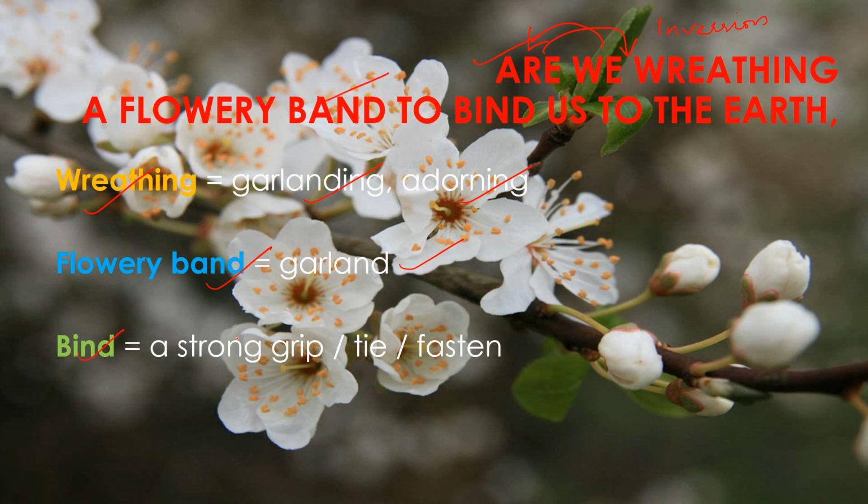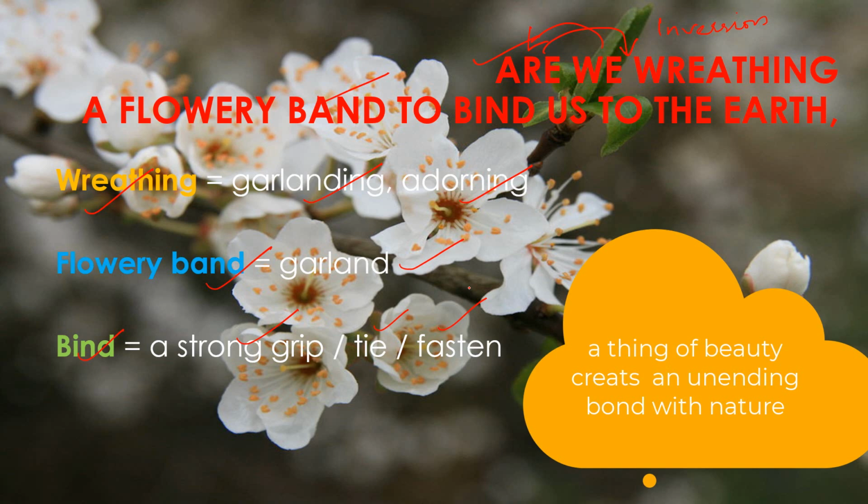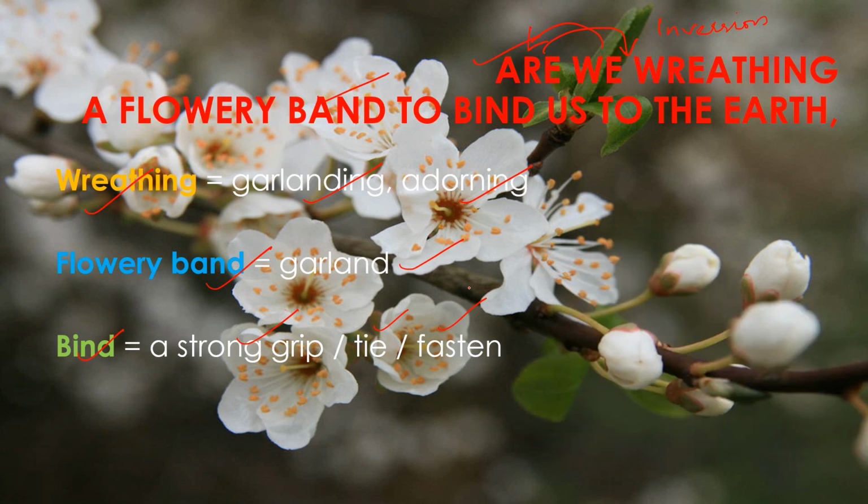Bind here means a strong grip or a tie, or we are fastened with nature. So, a thing of beauty makes an unending bond between humans and nature. That is what the poet says here. We and nature create an unbreakable bond, and that bond is created with a flowery band, a garland, such a soft, such a sweet relationship that humans create with nature. That is the meaning of the line.